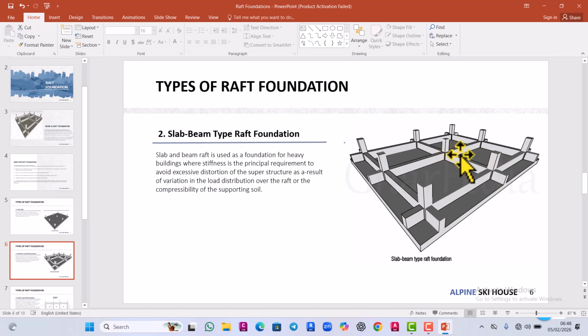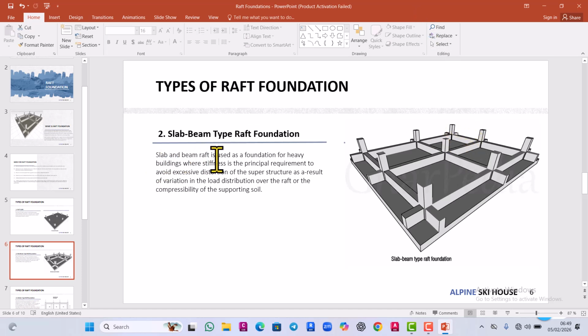Okay, so as I said, this can be upstand or downstand. This is upstand, where you have the slab first and then the beam. But in the downstand, you have the beam first before the slab. So this is the type of foundation. Let's read what they have there.